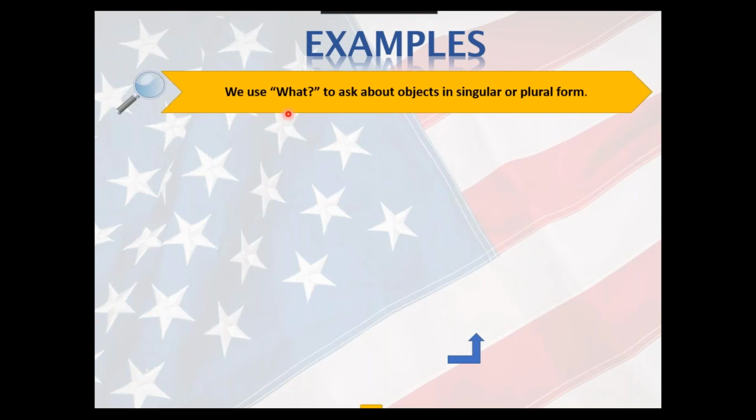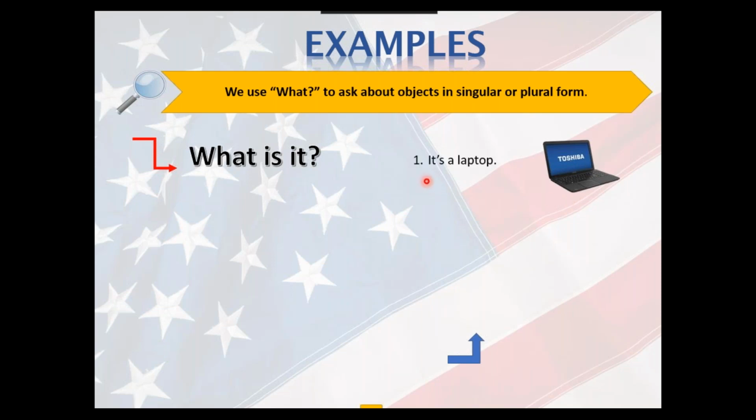We use what, okay, to ask about objects in singular or plural form. Remember that what, okay, could be in Spanish qué o cuál, okay? In this case, the meaning is qué. For example, what is it? ¿Qué es esto? Right? What is it? My answer, okay, we can see the subject. It's a laptop.